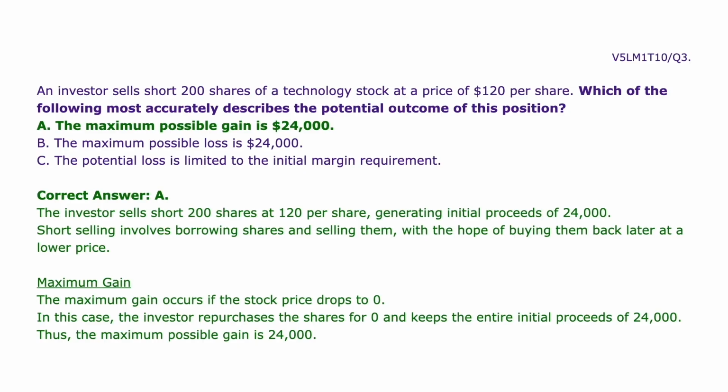Loss has no upper limit because the price can rise forever. This is the key risk of short positions. Potential loss is unlimited, while gain is limited. Margin protects the broker, but does not limit the investor's total possible loss.